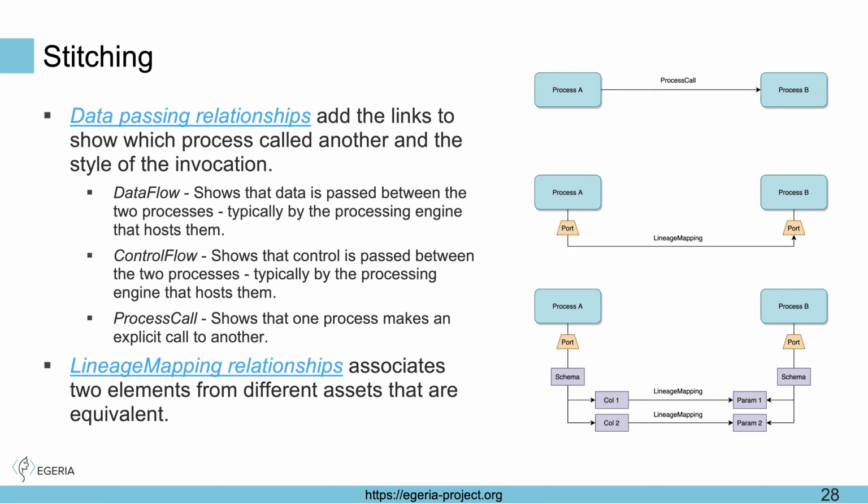We also have the ability to link two things together to say actually these are equivalent. So you might have a processing engine that takes definitions of processes and orchestrates them, and so the outputs of one process are automatically transferred into the other. And that's where we use lineage mapping to say these columns here are the same as these parameters here. So that's the basic idea of stitching. Again, the more that can be automated, the better, but there are cases where stewards need to manually add those relationships to connect the graph together.